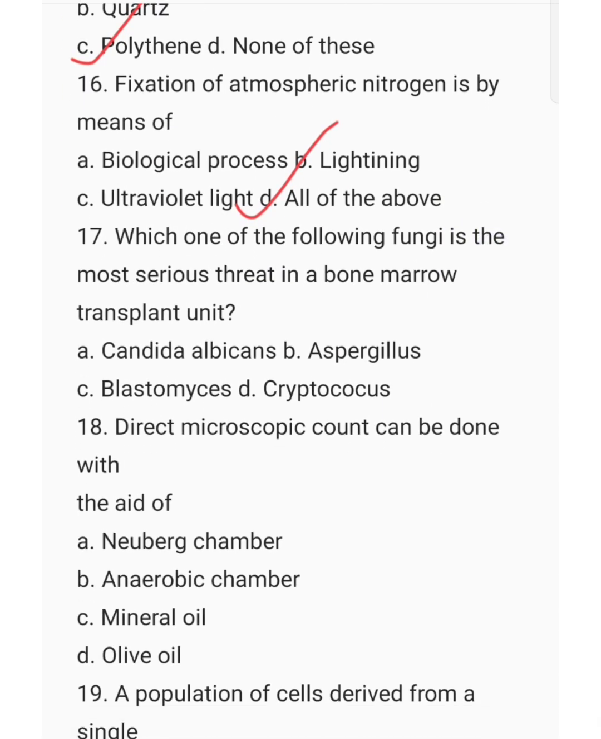Which one of the following fungi is the most serious threat in bone marrow transplant units? Option A, Candida albicans, option B, Aspergillus, option C, Blastomyces, option D, Cryptococcus. So, the right answer is option B, Aspergillus.